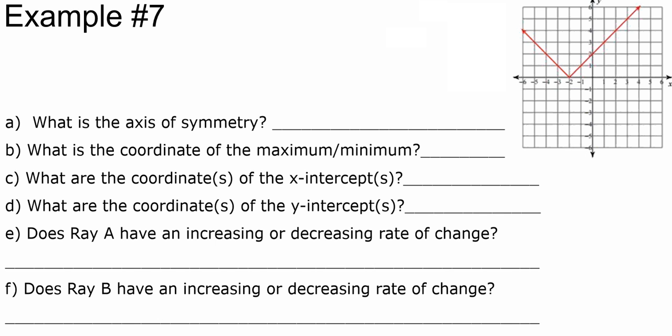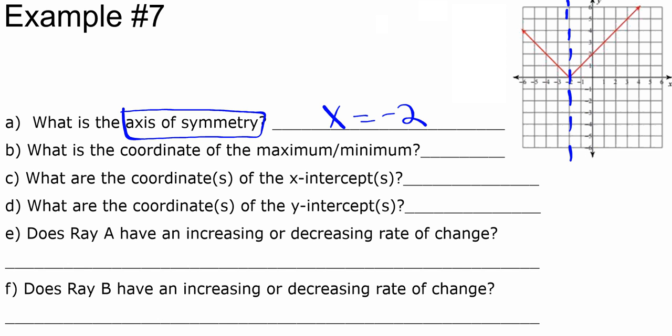Example 7. First, we're going to talk about the axis of symmetry. The axis of symmetry is where I could fold the graph in half and it would be equal on both sides. This happens at x equals -2.